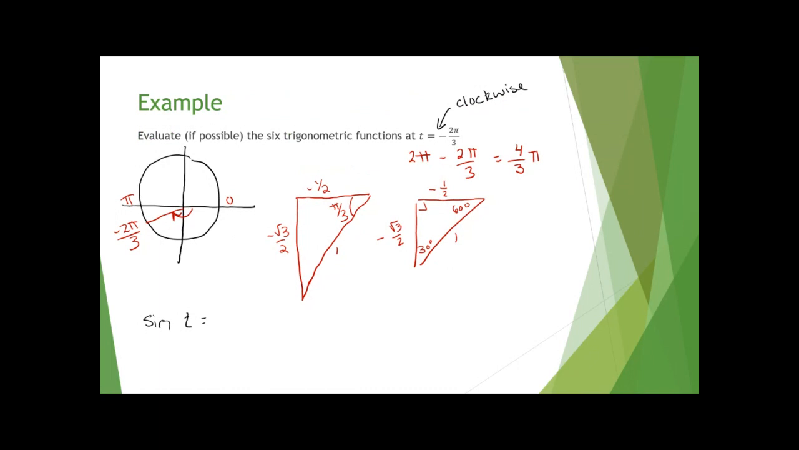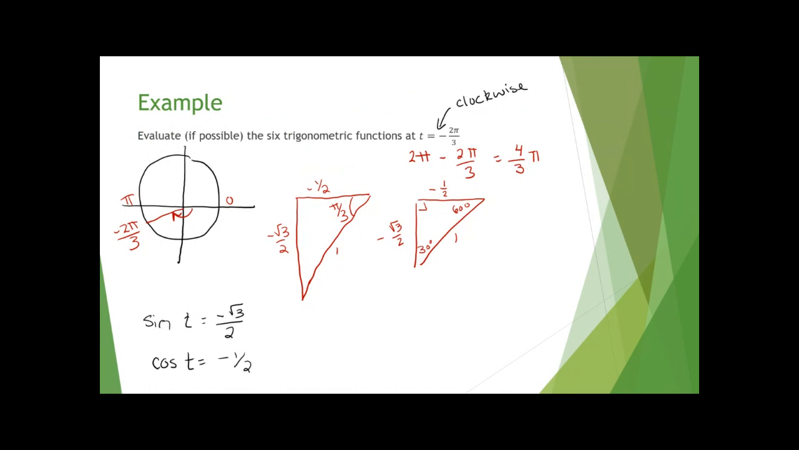So sine, you can think of as opposite over adjacent, or no, not opposite over adjacent, that's tangent. Opposite over hypotenuse. Opposite is negative square root of 3 over 2, over 1. That's the y value. So sine of t is negative square root of 3 over 2. And then cosine of t is the x value, which is -1/2. That is our horizontal distance.